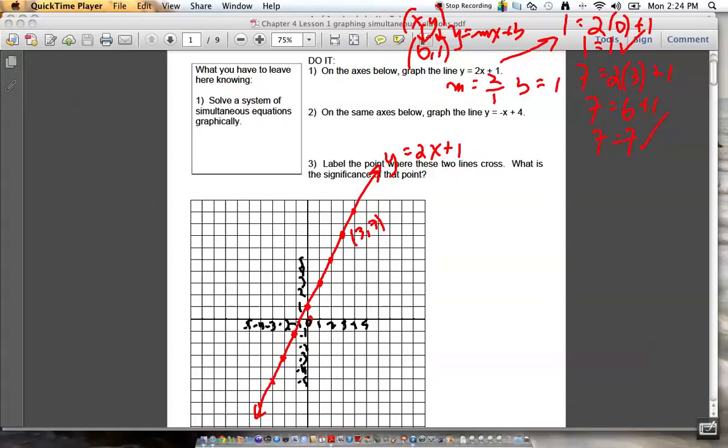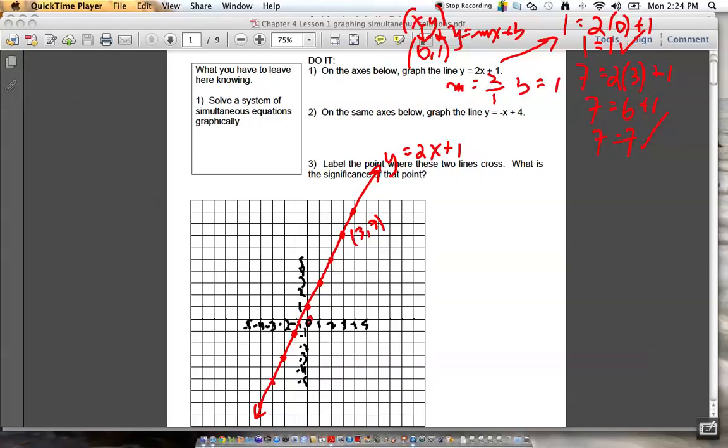This is checking. Mr. Frank did a ton of this work with you last year, if you had Mr. Frank. And this, for every single point on this line, every point in this line satisfies the equation. It checks in the equation. It works in the equation. It is an input-output pair. Furthermore, if it's not on the line, it does not check in the equation. It's not an input-output pair.